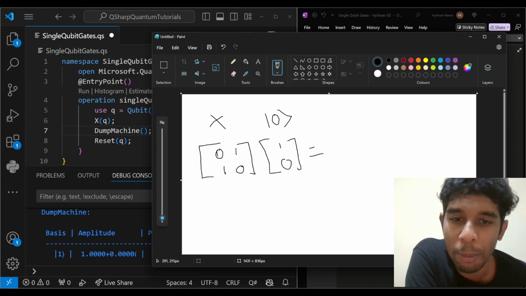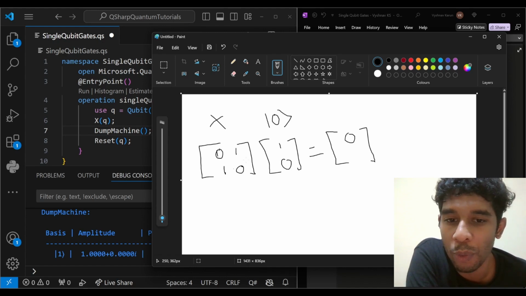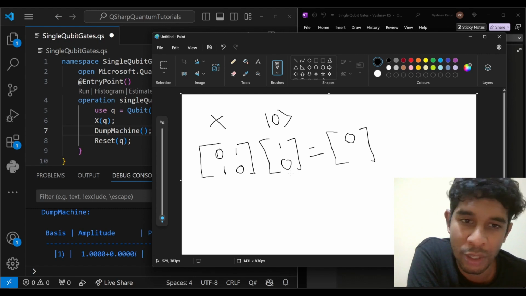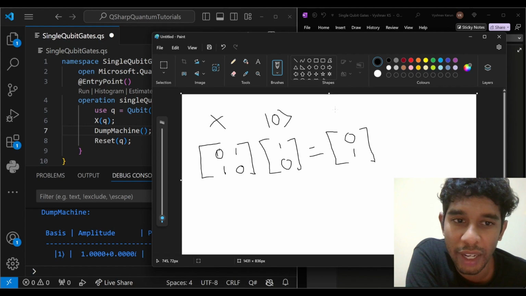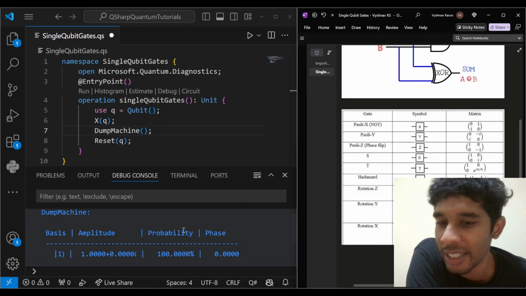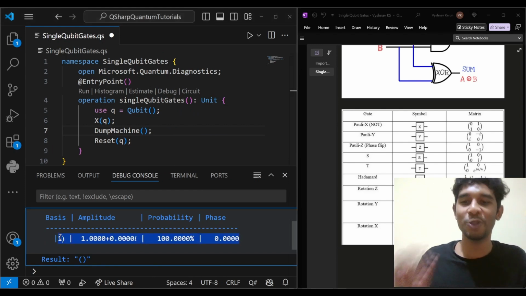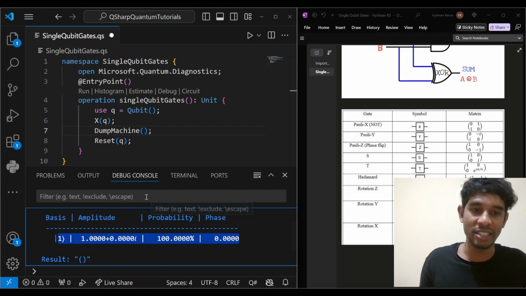So when we apply this X gate to our ket 0 state, what happens? We just do this matrix multiplication. So 0 into 1 is 0, plus 1 into 0 is also 0. So we have the 0 right here. And 1 into 1 is 1, plus 0 into 0 is 0. So 1 plus 0 is just 1. So the final state that we're going to get is the ket 1 state. And that is exactly what we have down here. Amazing, right? So that is the Pauli X gate.